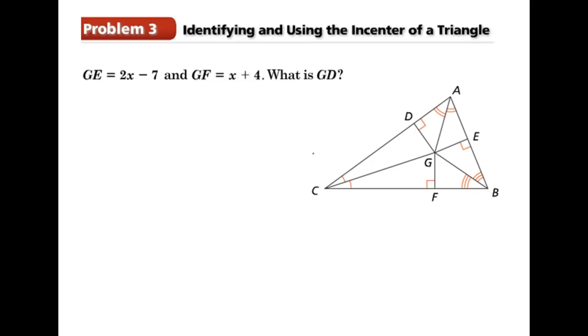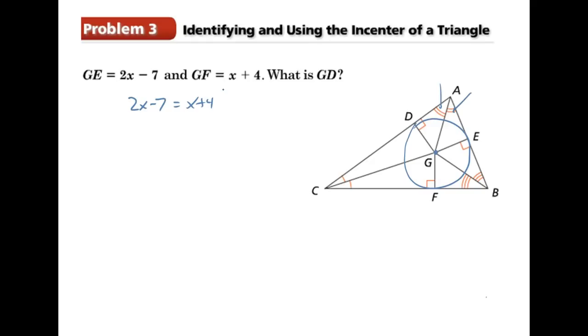Looking at an incenter example, so we have triangle ABC here, and we have the incenter drawn. I know that it's the incenter because all the angles are bisected here. These little arcs are showing me that the angles are cut in half, which makes G the incenter. So that means that the length from G to each of the sides is the same because it's the center of that circle. So GE is 2x minus 7. That length there is 2x minus 7. And GF, the same distance, is x plus 4.